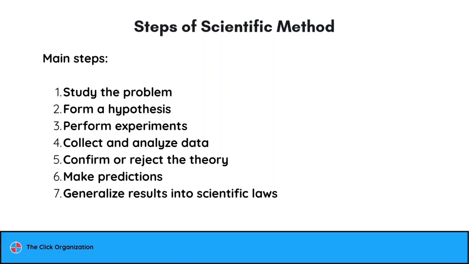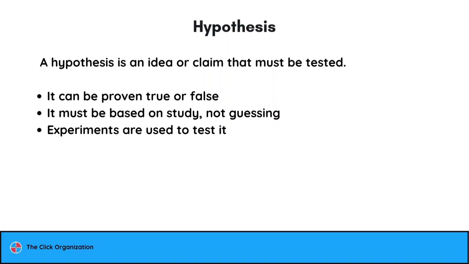Here we have a little more information about hypothesis. A hypothesis is a statement or claim that can be tested. It must be based on study and observation, not just guessing or imagination, and it can be proven true or false through experiments. So, a hypothesis is like a starting idea that scientists are trying to prove.